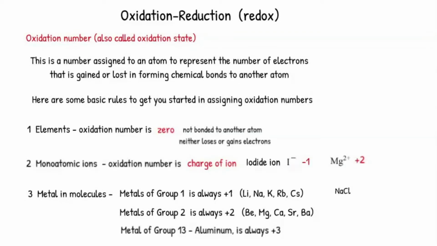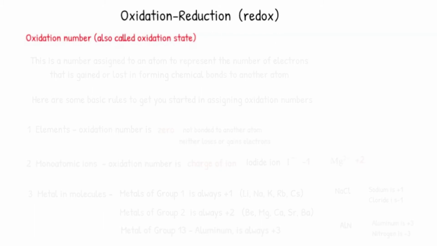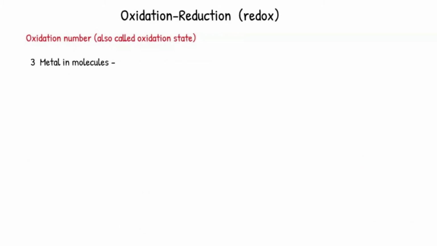So here are some examples. Sodium chloride, NaCl, sodium is +1, the chloride is -1. AlN is aluminum nitride, and aluminum is +3, the nitrogen is -3. The rules for assigning the oxidation number continue on this page. Number 3, metals in molecules. The rest of the metals in the periodic table will depend on the oxidation state of the nonmetals.